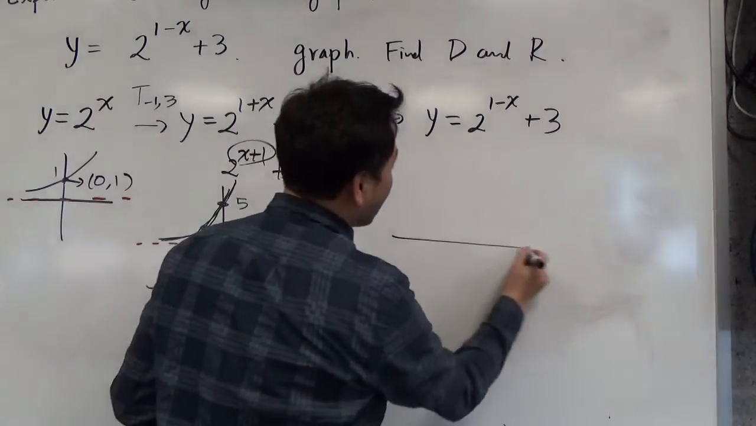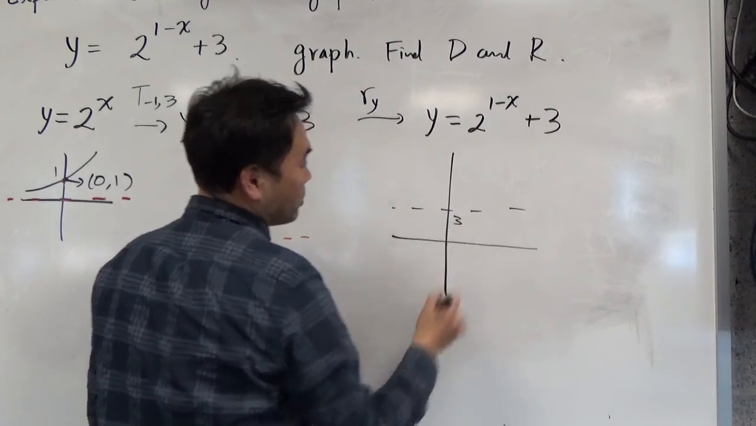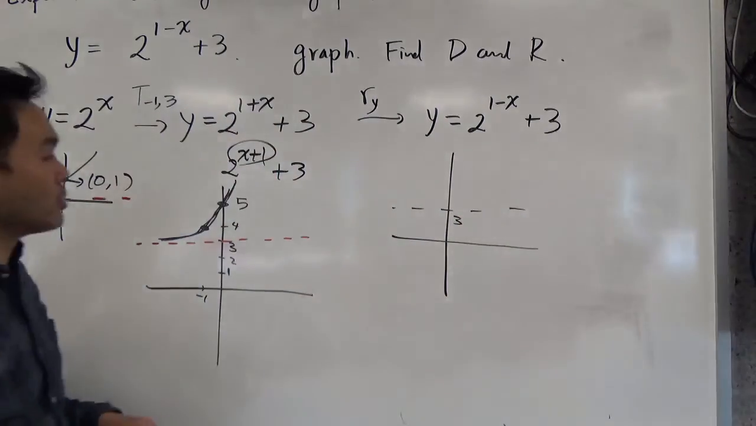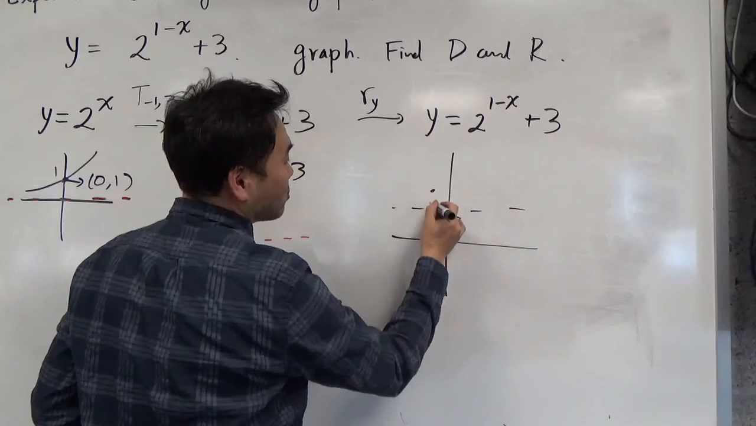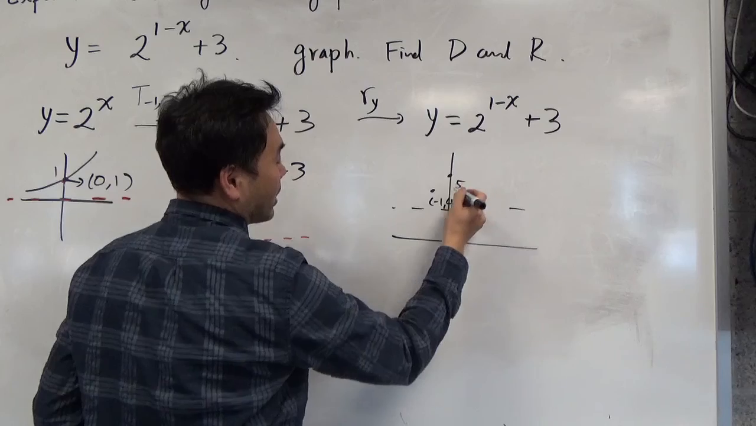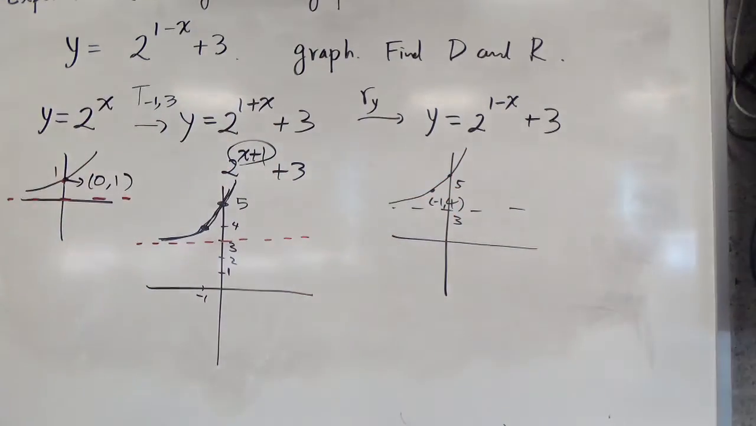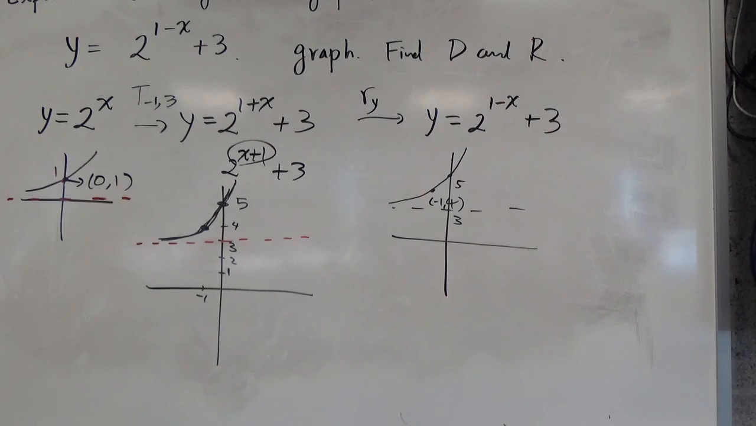And the resulting graph will still have the horizontal asymptote at 3, and it's going to pass through negative 1, comma 4. And at 5 you're going to have a y-intercept. So that's the graph. Okay, so that's how you would draw a graph of an exponential function as complicated as this by making use of all the transformations.